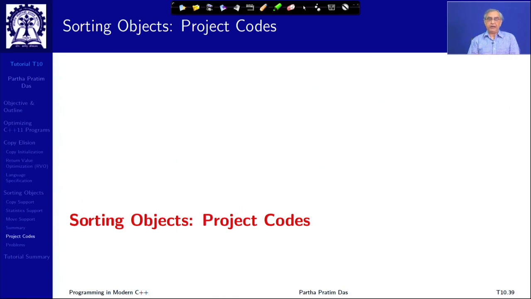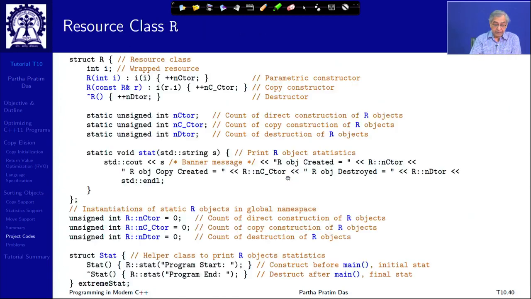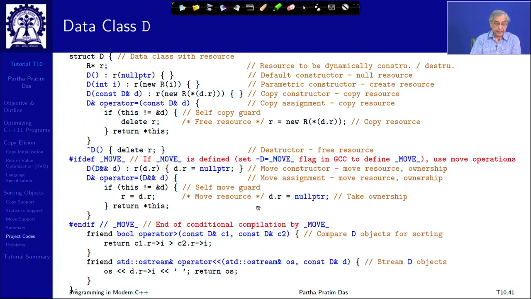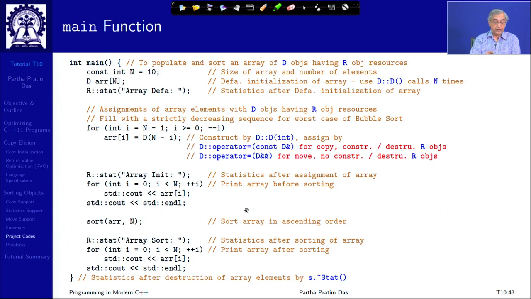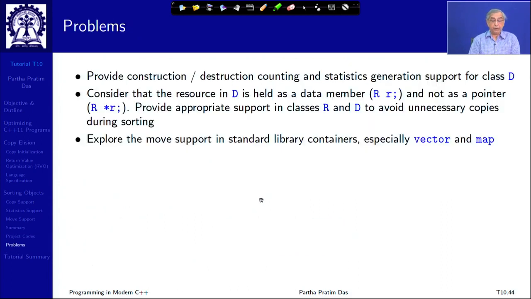You can say this in the whole. In the next couple of slides, I will not go through; I have just put together the entire code one after the other as it finally stands out: the struct R, the struct stat, the struct D, the two versions of the swap function, the sort function, and finally the main function. So, you can put them together into one source file and execute with move, without move, and so on, and experiment further. And here are some problems that you can try out, like providing construction, destruction, counting, and statistic generation support for the class D objects also.